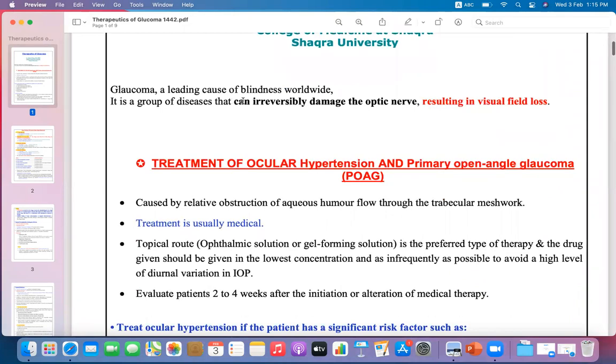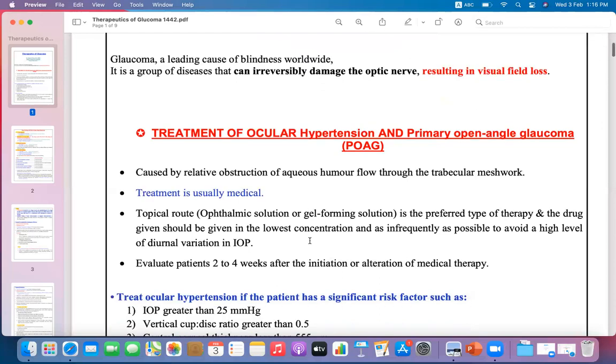Glaucoma is a leading cause of blindness worldwide. It is a group of diseases that can irreversibly damage the optic nerve. Optic nerve damage may lead to blindness, resulting in visual field loss. Optic nerve damage, or we can say cupping of the optic nerve in medical diagnosis, results in the visual field loss.